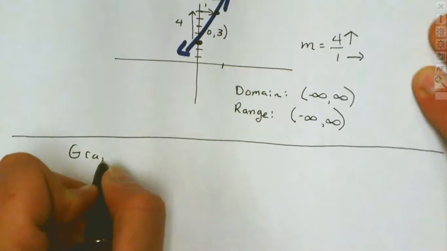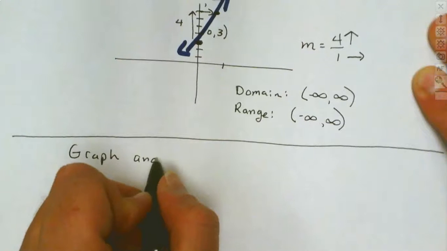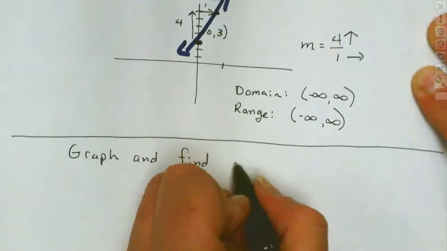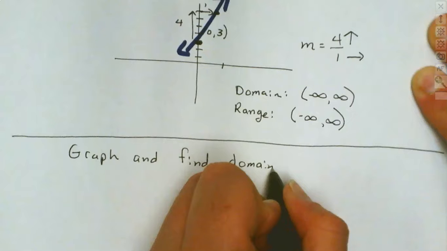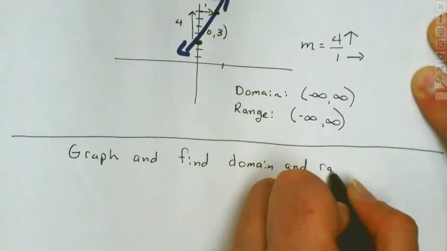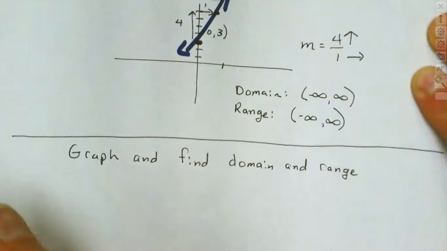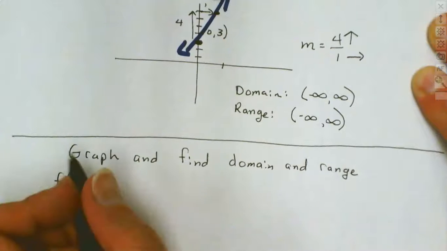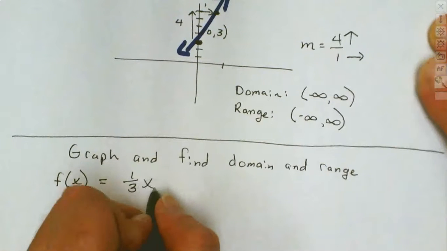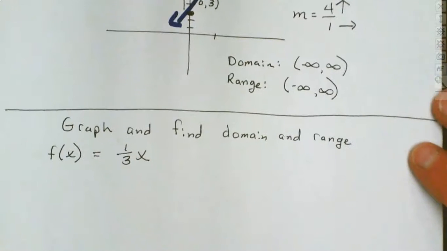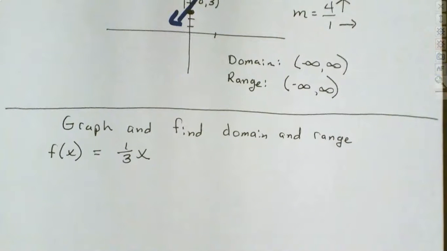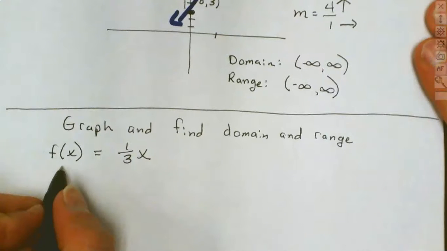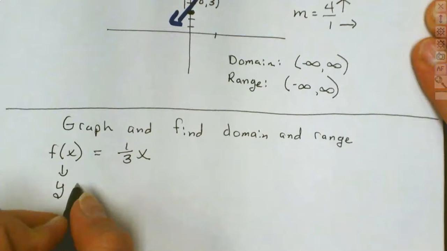Same direction. Let's try and graph and find the domain and range. And we used h of x before, let's use f of x. So there's our function. What do we know about that f of x? Well, that f of x is going to be the same as y.